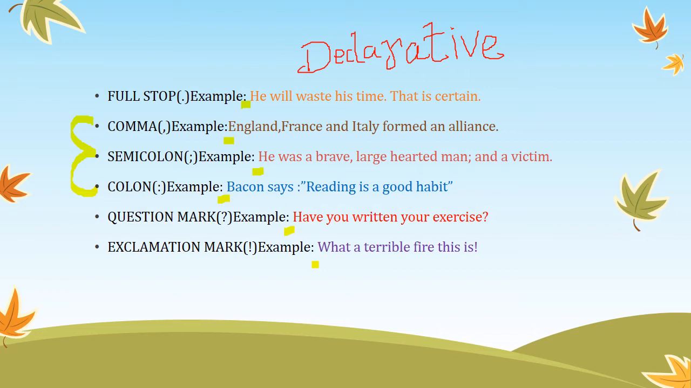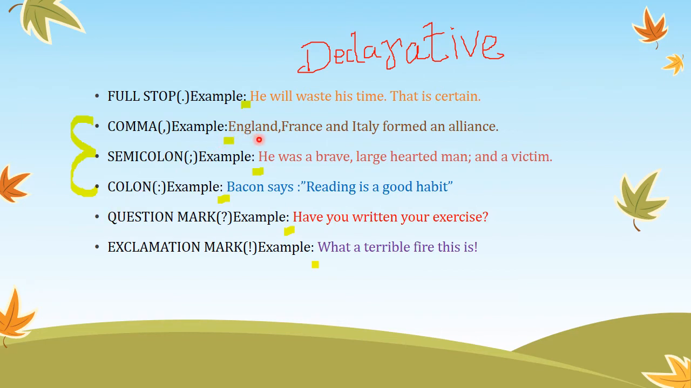Look at the following example. He will waste his time. That is certain. This is a fact that you are conveying and therefore you use full stop. Next one is comma. Example: England, France and Italy formed an alliance. What is a comma? A comma represents the shortest pause.